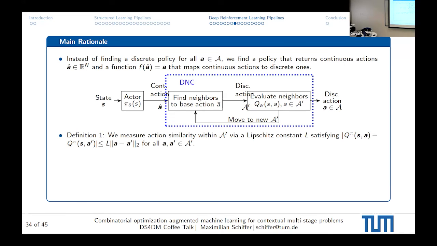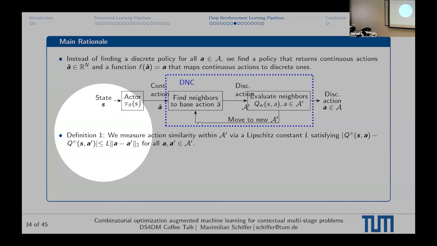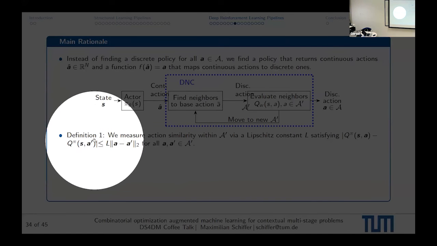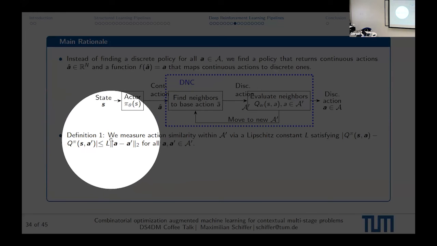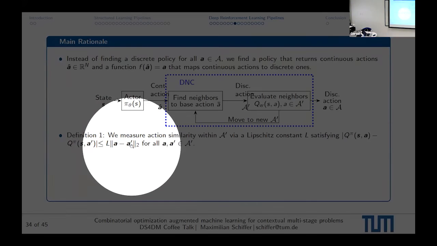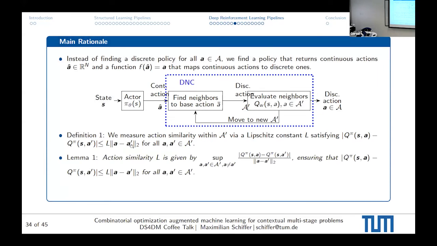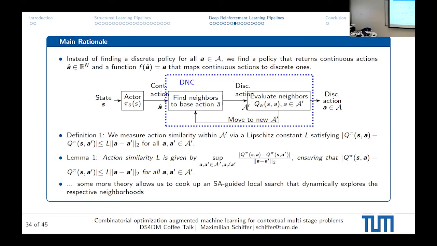And you can do that by defining some Lipschitz constant that satisfies those properties, so that the distance between the Q values is smaller than the Lipschitz constant times the distance between the actions. And then you can show that this suffices to really evaluate some kind of cohesion between the actions, right? And then you crunch some more math and some more theorems. And what you come up with, what hides behind B and C, is you just do a local search with some simulated annealing acceptance.